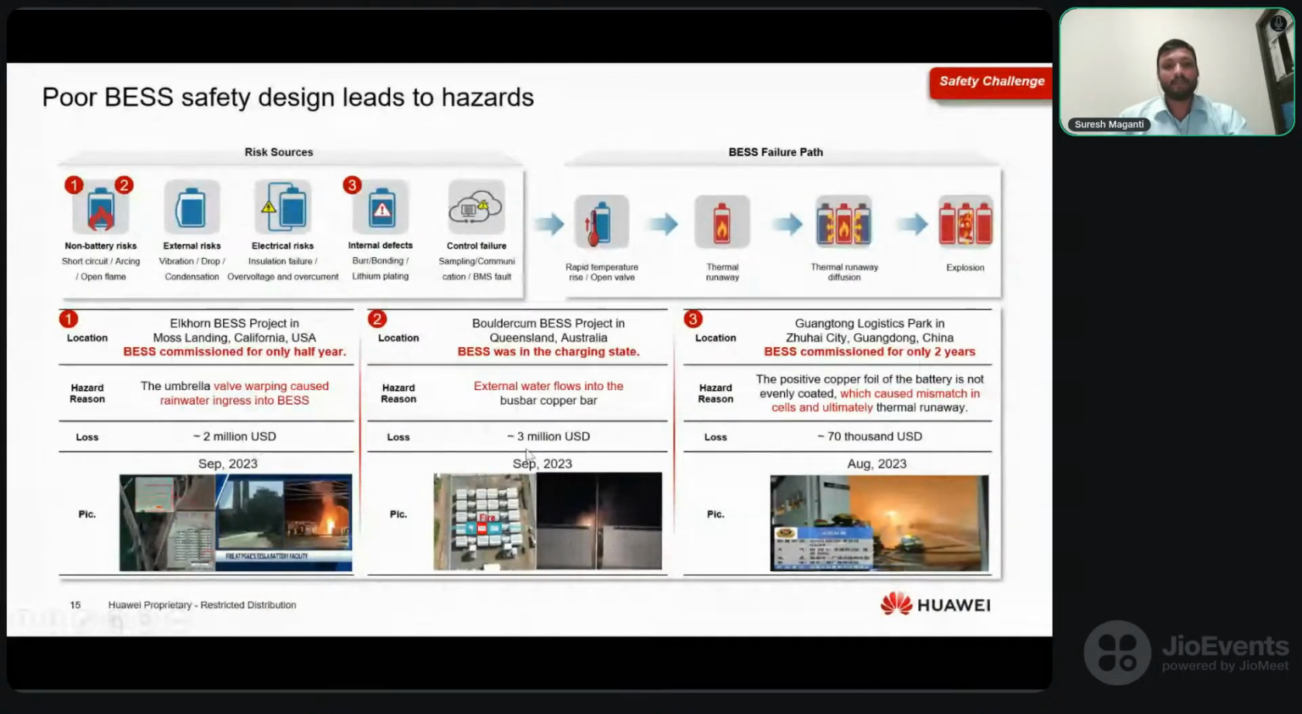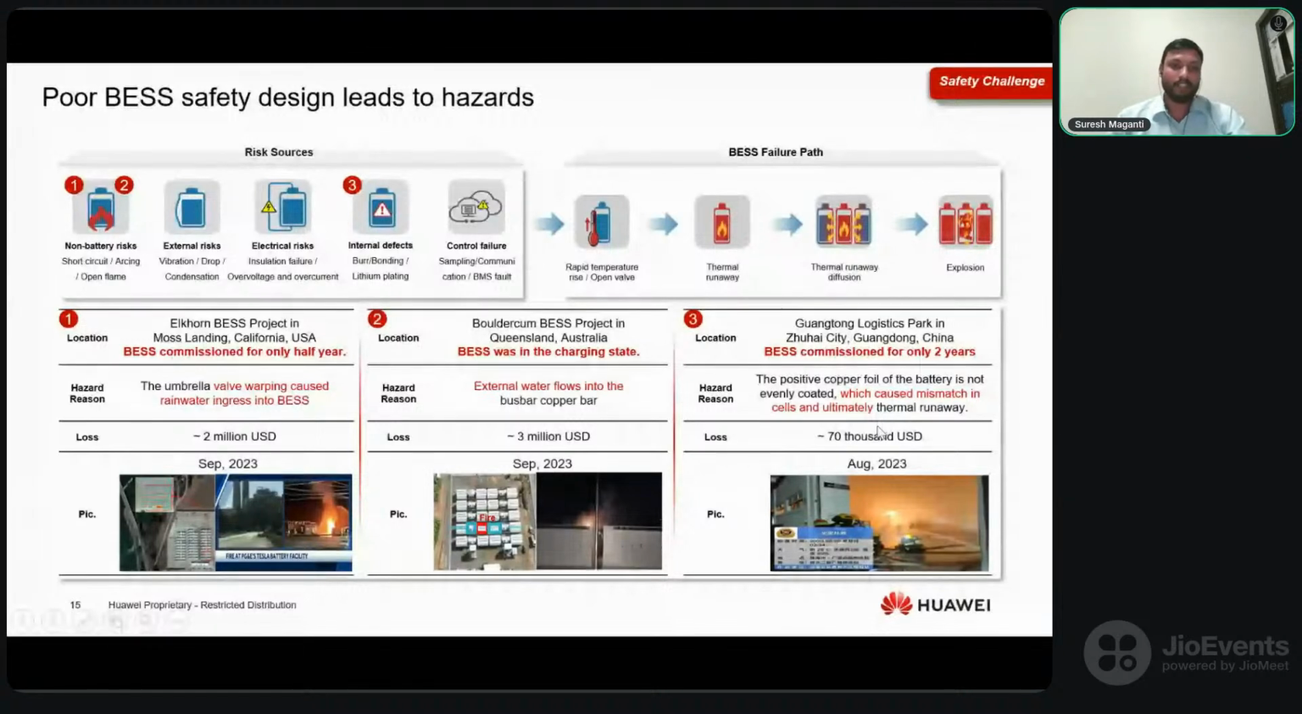And a similar kind of problem in Australia. The external water flows into the busbar, the busbar copper bar into the system, and leads to damage in the battery and storage system. Another one is towards the internal part. During manufacturing, the cells were not tested properly, so it caused mismatch between cells and ultimately leads to thermal runaway.